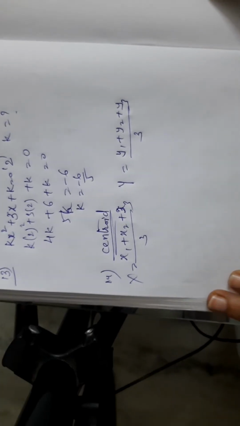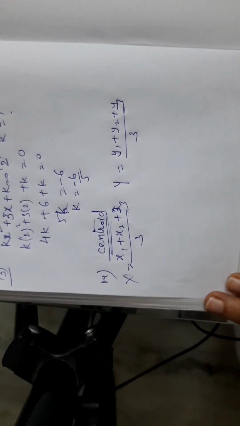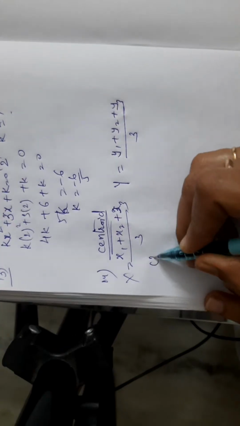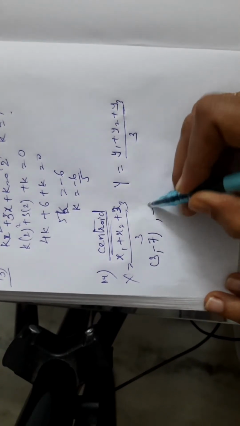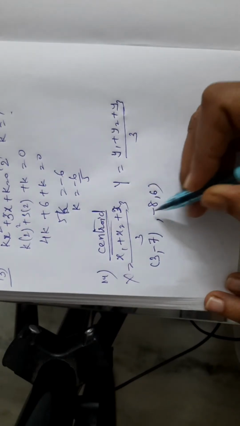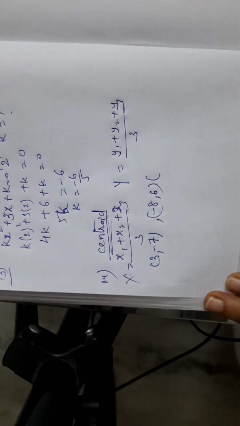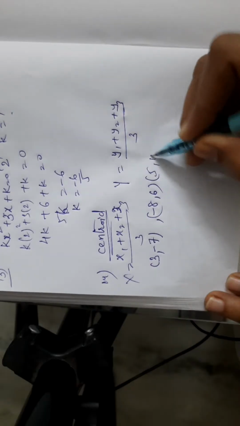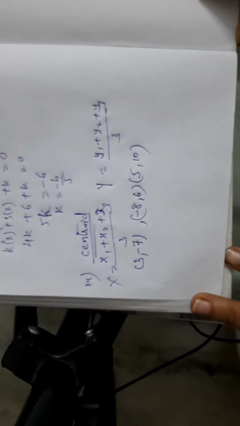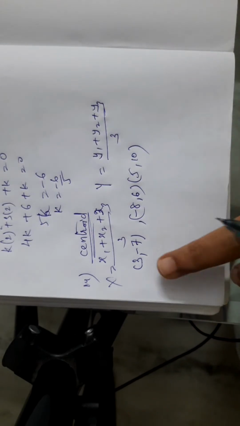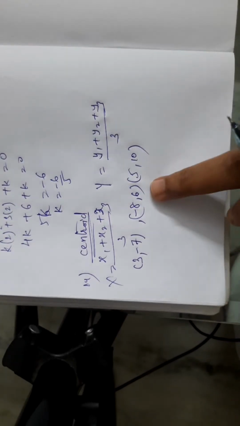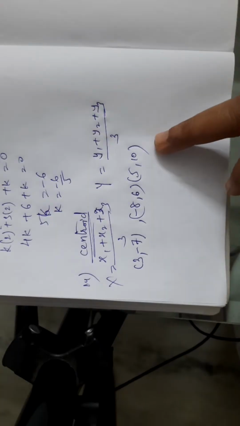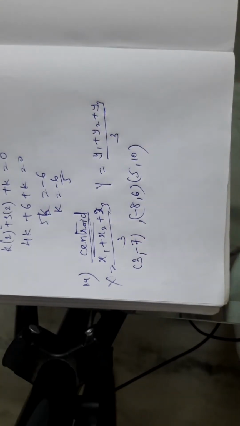So here we are finding centroid. Now I am giving coordinates to you. First one is 3, minus 7. Second is minus 8 and 6. And third one is 5 and 10. Find out centroid and say answer. x1, x2, x3 divided by 3. y1, y2, y3 divided by 3. Centroid formula. Do it fast.